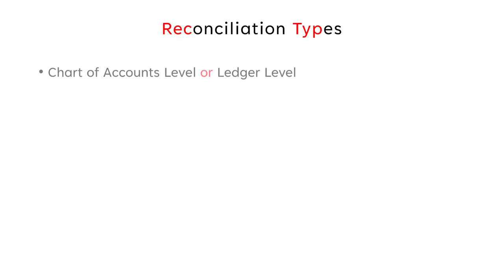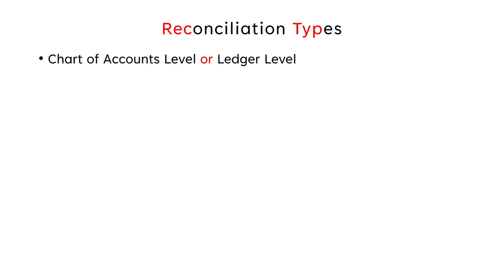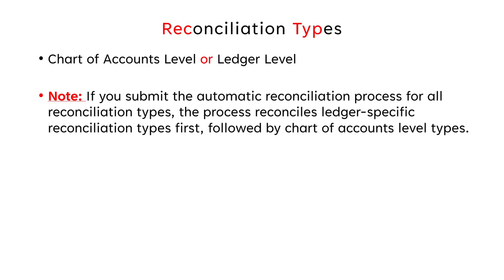There are reconciliation types at the chart of accounts level or ledger level. A reconciliation type consists of one or more reconcilable clearing accounts and their associated reconciliation rules. Use the Manage Clearing Account Reconciliation task also to configure and maintain them. You can define reconciliation types at the chart of accounts level or at the ledger level. Chart of accounts level reconciliation types apply to all associated primary and secondary ledgers that are enabled for reconciliation. For ease of maintenance, define reconciliation types at the chart of accounts level.